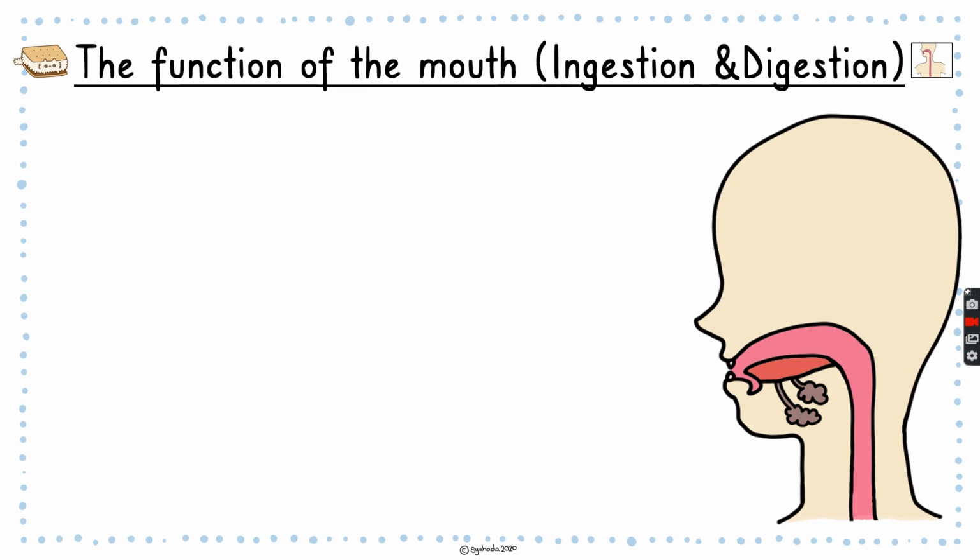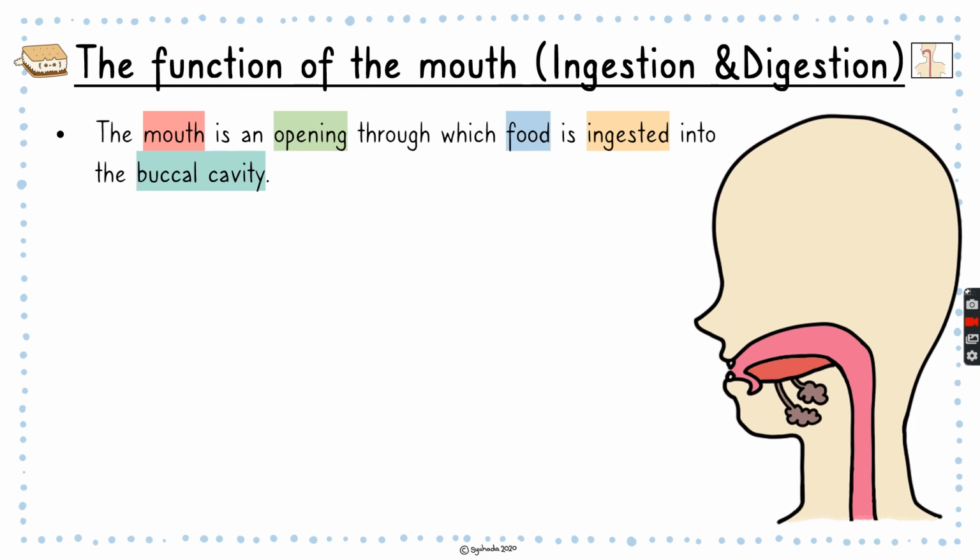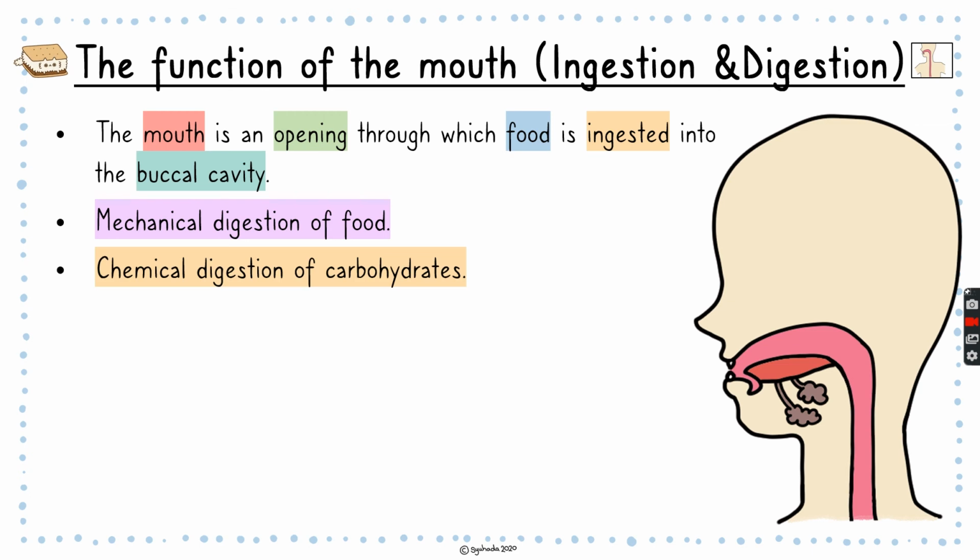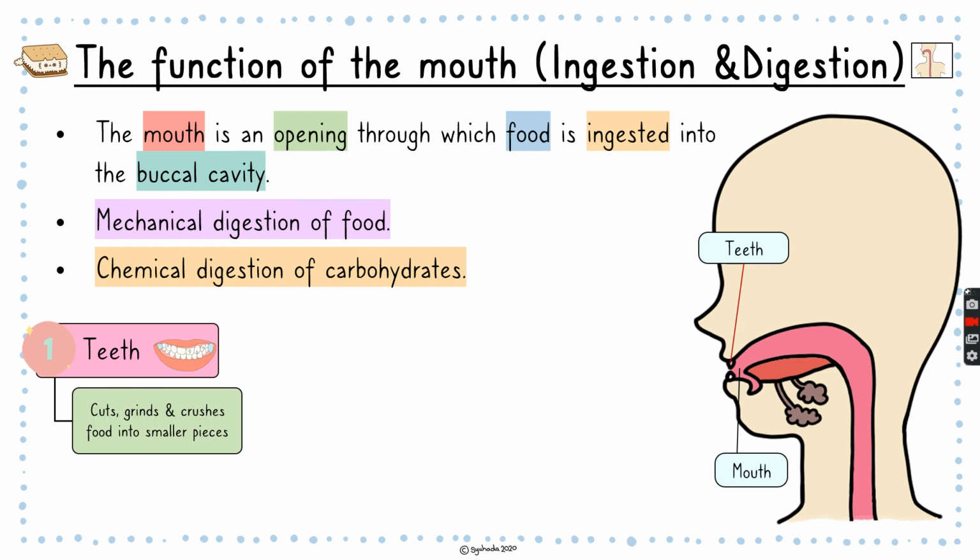So what is the function of the mouth? The mouth is involved in the ingestion and also digestion. The mouth is an opening where food is ingested into the buccal cavity. Mechanical digestion occurs here because you have the teeth, and chemical digestion occurs here as well. So in the mouth, you have teeth, which cut, grind, and crush food into smaller pieces.